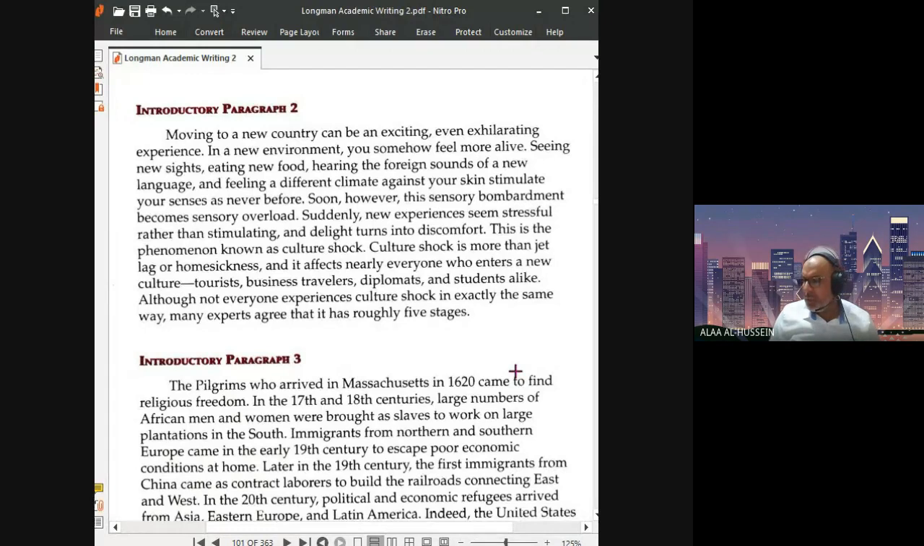Okay, thank you very much, Safa. I'm going to read it. And other students, prepare yourselves for reading paragraphs 3 and 4.